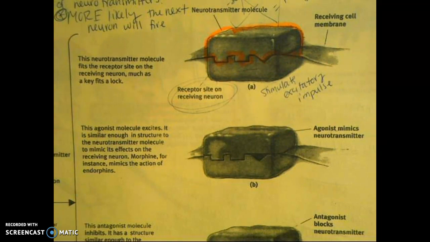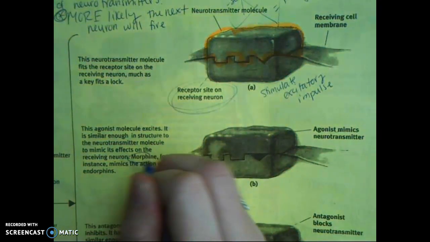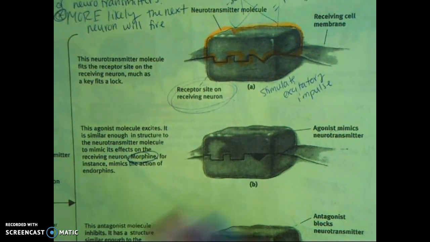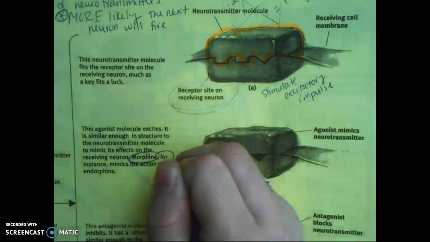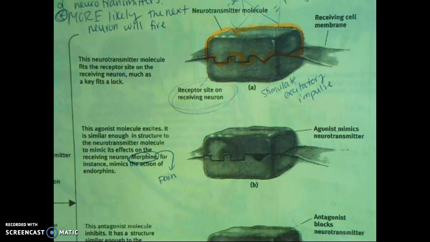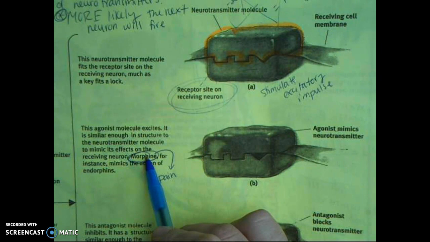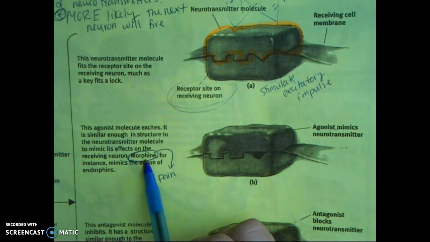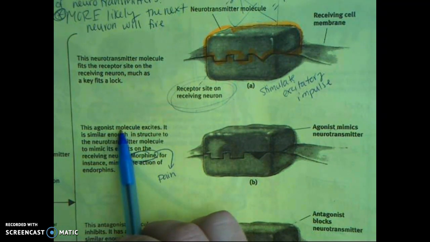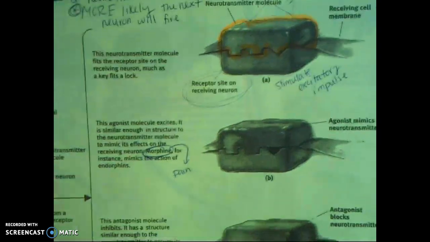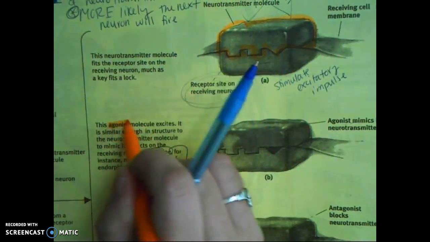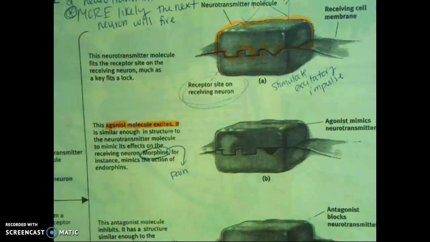It's a chemical. So if we were to talk about different types of agonists, we could say that morphine, right? Morphine is a drug. Typically people take it for like pain control, right? So if you're going to have surgery, a lot of times you would get morphine. So morphine is a chemical and it is an agonist, right? So it's a molecule that excites, right? I'm going to go ahead and highlight that to make sure we're all on the same page, right? It's going to excite the receiving neuron.